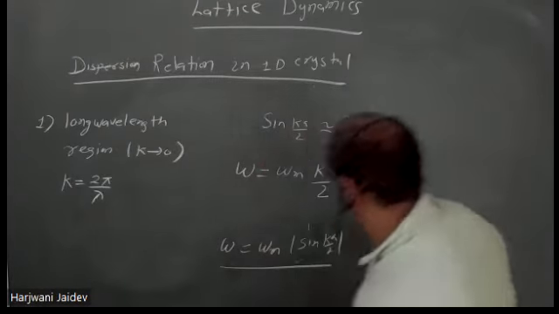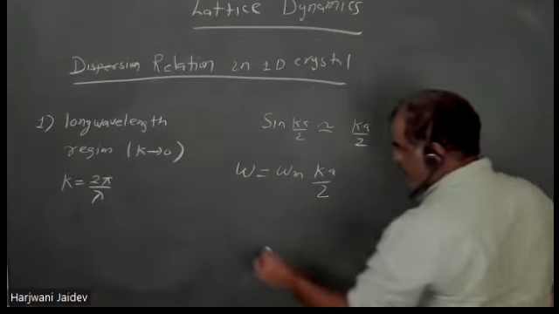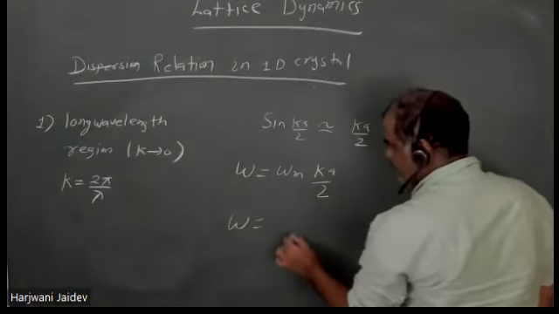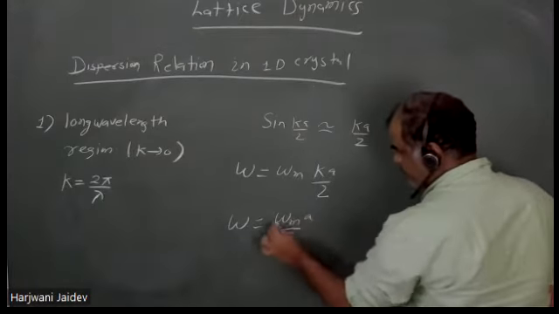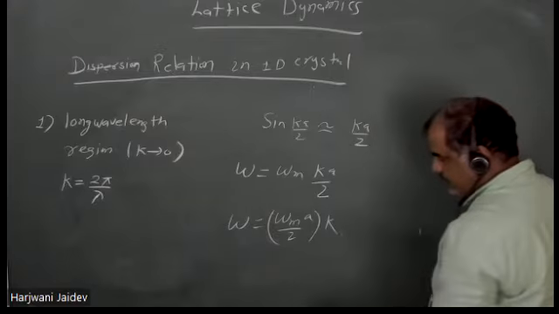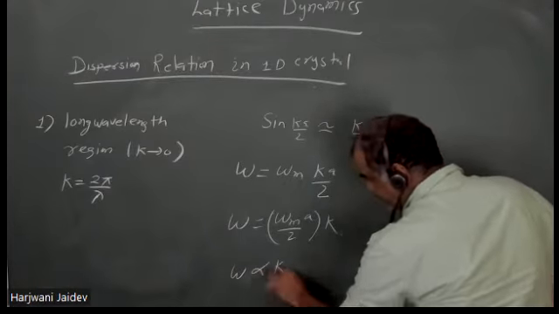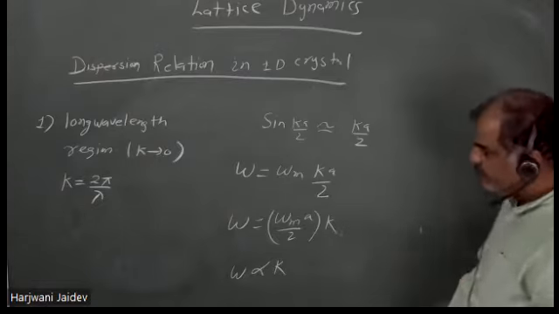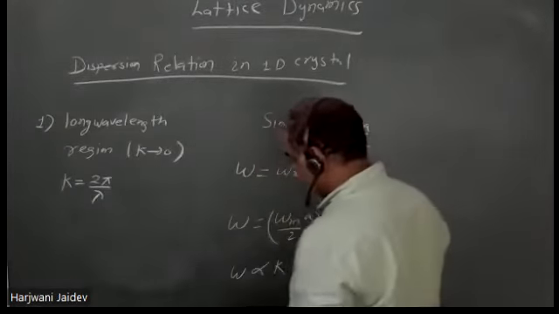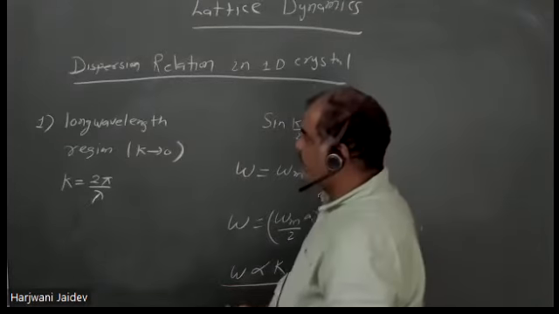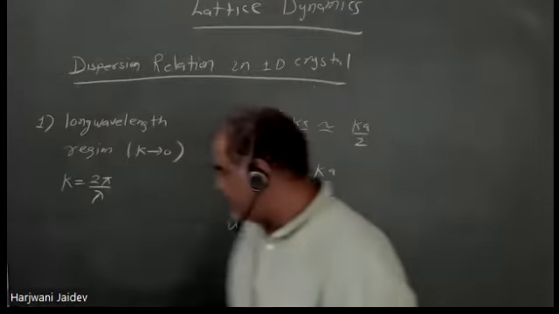Now if we see this expression, I can write omega is equal to omega m a by 2 times k. So we can see the omega frequency is proportional to k. This type of behavior is generally seen in an elastic medium, a continuous elastic medium. So in the long wavelength region, our 1D crystal is behaving exactly like an elastic continuous medium.